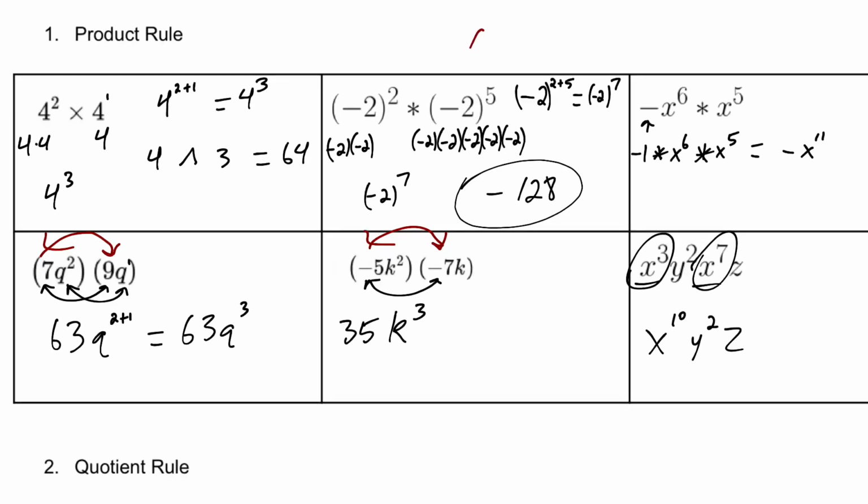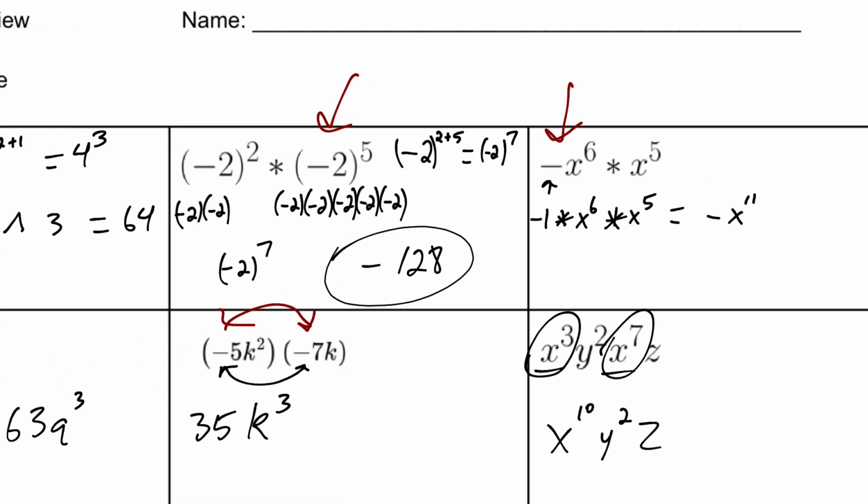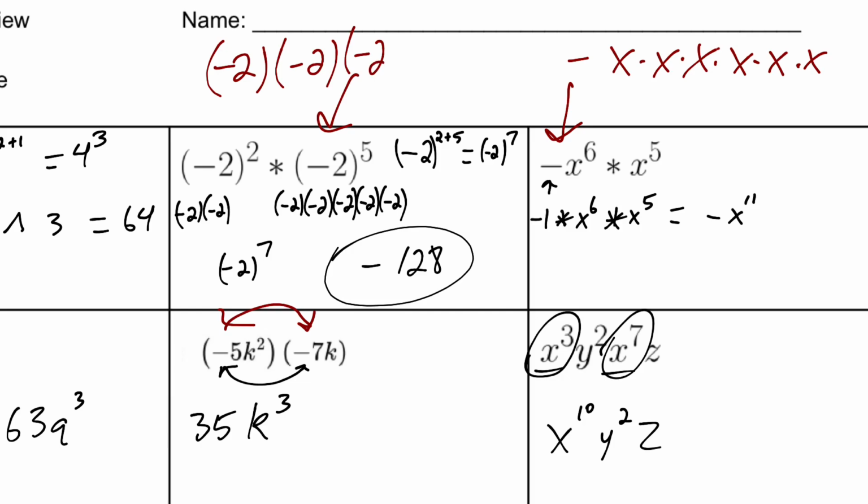A very key difference is when negative 2 is inside the parentheses versus something not being in parentheses. It happens differently. This is like negative times x times x times x 6 times, where this is like negative 2 5 times. The parentheses matter a lot for negatives.